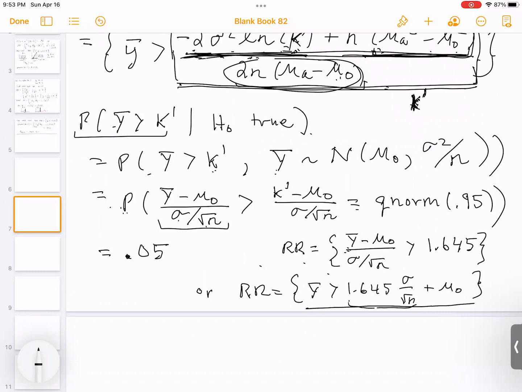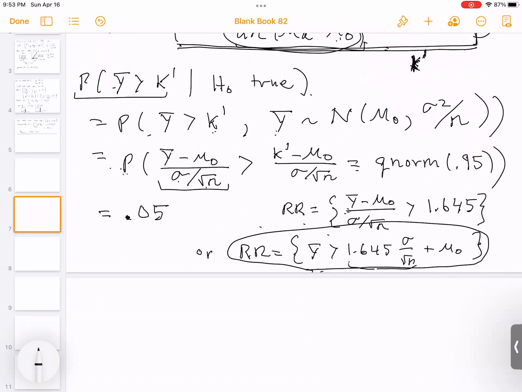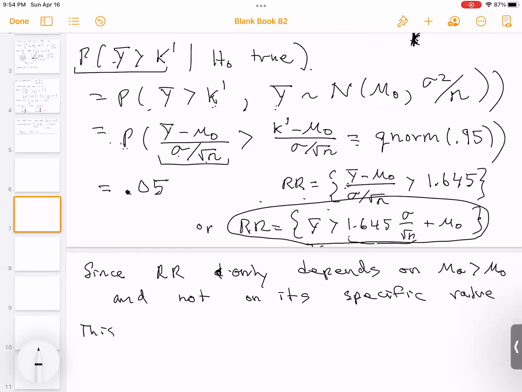So what do we notice? Here's the rejection region. And what can you tell me you notice about the rejection region? There's no mu a in it, right? So it doesn't depend on mu a at all. All it depended on was that mu a was bigger than mu zero. So since the RR only depends on mu a greater than mu zero and not on its particular, exact value, this is the UMP test, the uniformly most powerful test, for every mu a in the alternative hypothesis greater than mu zero.